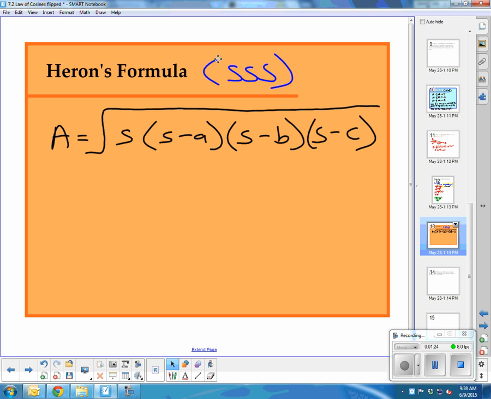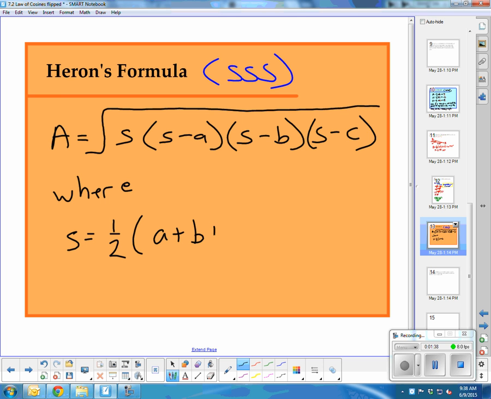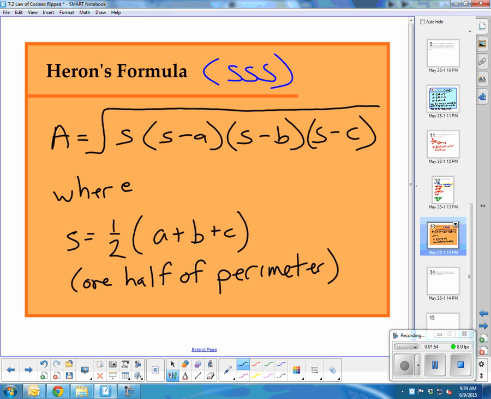Now, A, B, and C are our side lengths of the triangle as usual, but S needs a little secondary definition in here, where S is equal to half of A plus B plus C. So we could say this is one half of the perimeter of the triangle.